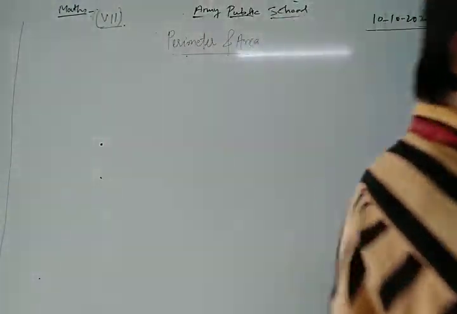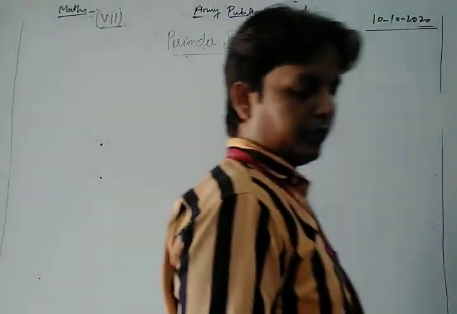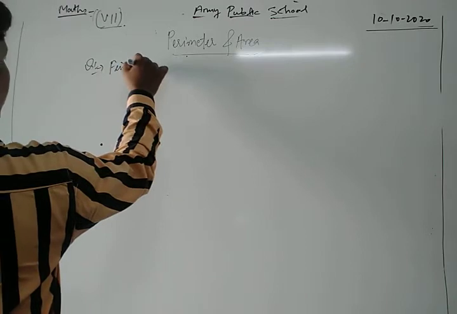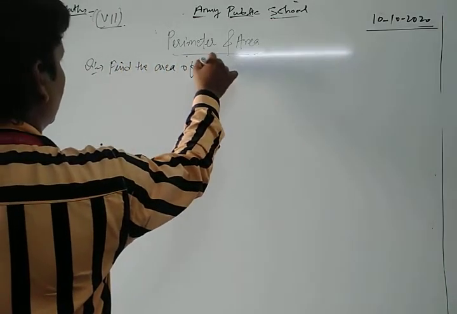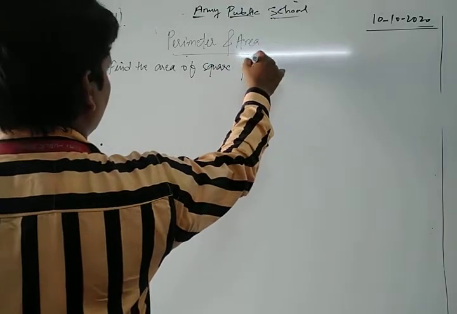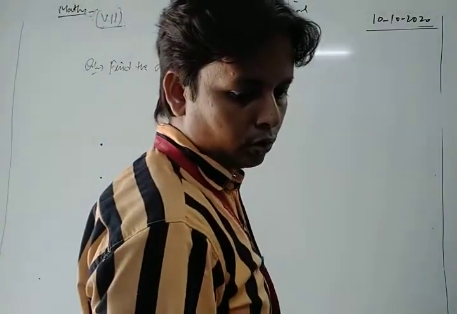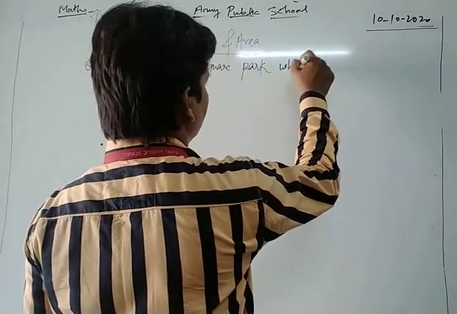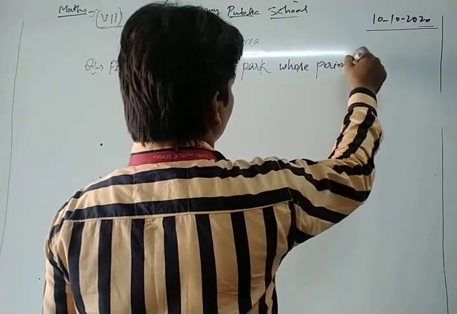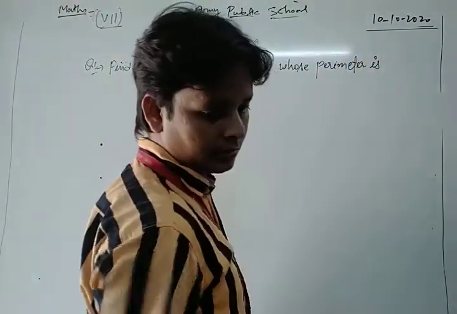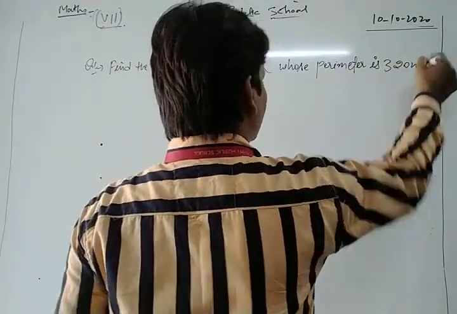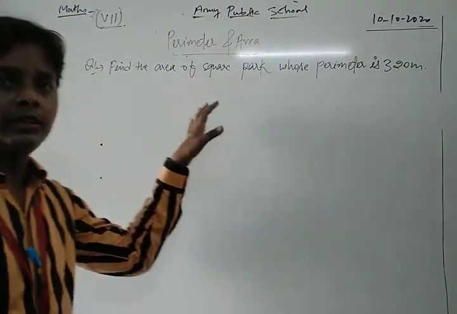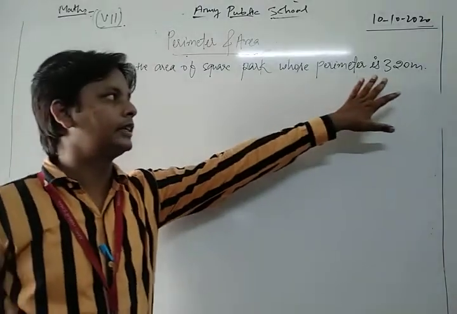Now let's see, dear students, some questions. Find the area of the square park. The question is, find the area of a square park whose perimeter is 320 meter. This is the question. We find the area of the square park whose perimeter is 320 meter.